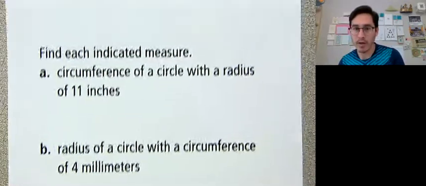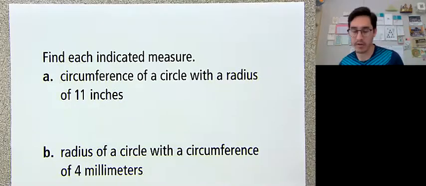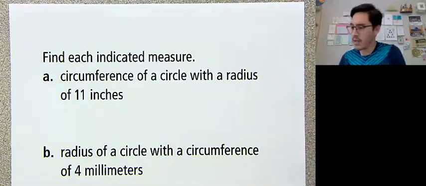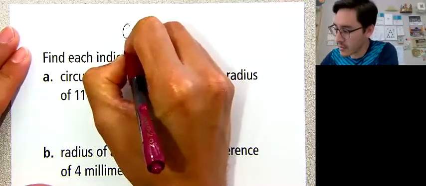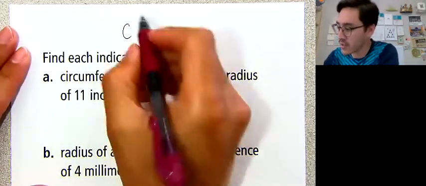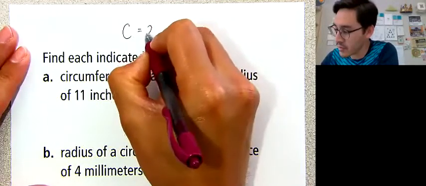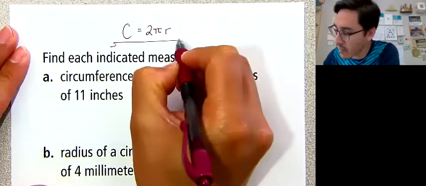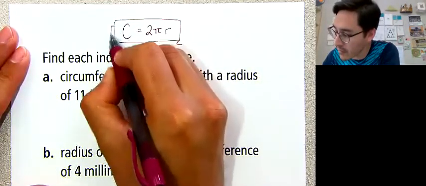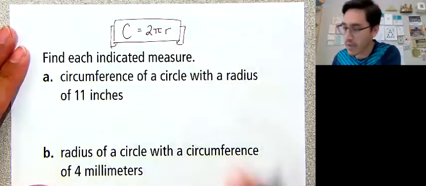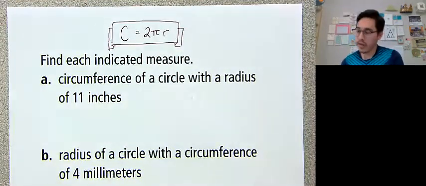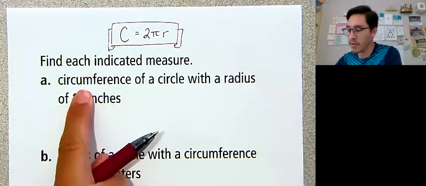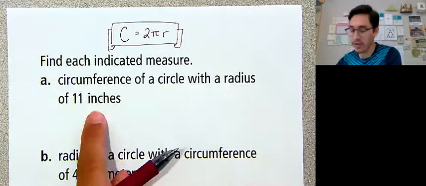All right, so let's write down the formula to calculate the circumference of any circle. We use a capital C to represent circumference, and this is equal to 2 pi r. So we're going to basically be applying this formula, substituting given information and trying to solve for the unknown. We want to find the circumference of a circle with a radius of 11 inches.